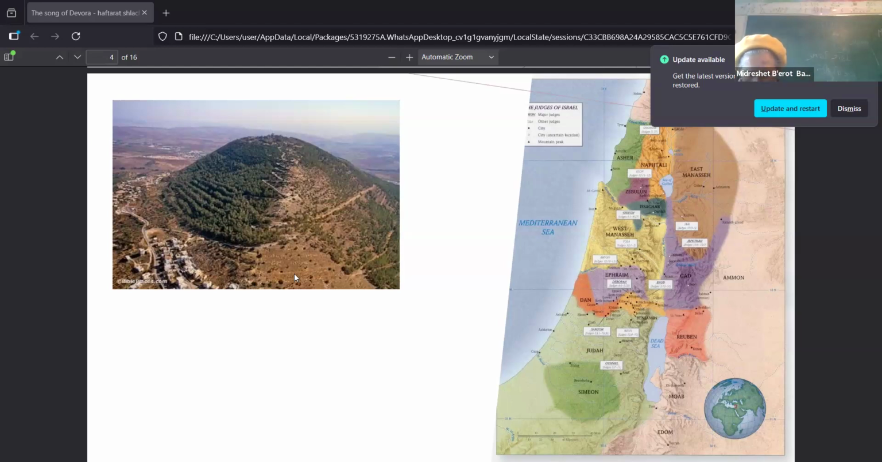Pasuk Vav, right? And she says, Lechu mesharta b'Har Tavor. I want you to go to the Har Tavor and take with you 10,000 soldiers from Naphtali and Zvulun. Okay, so look on the other map. Do you see Naphtali and Zvulun? You see the two tribes?